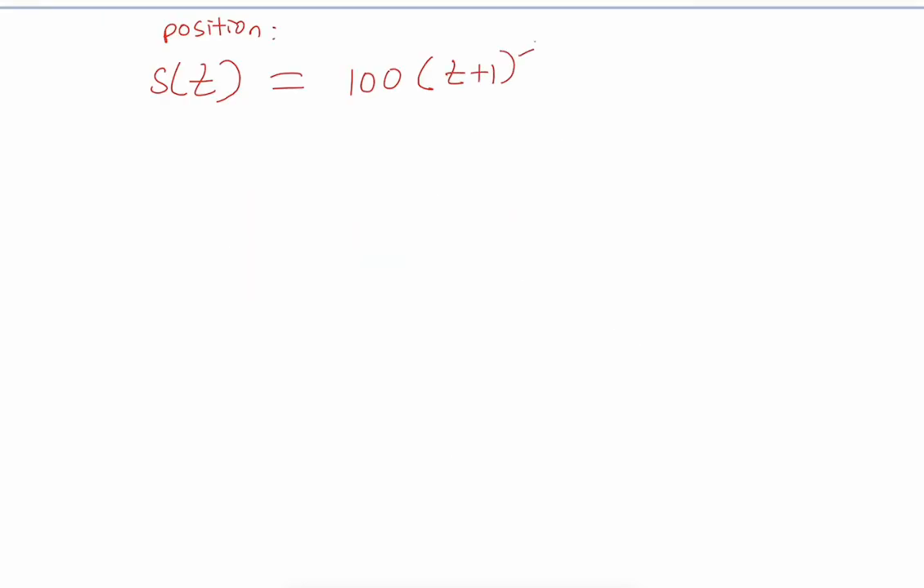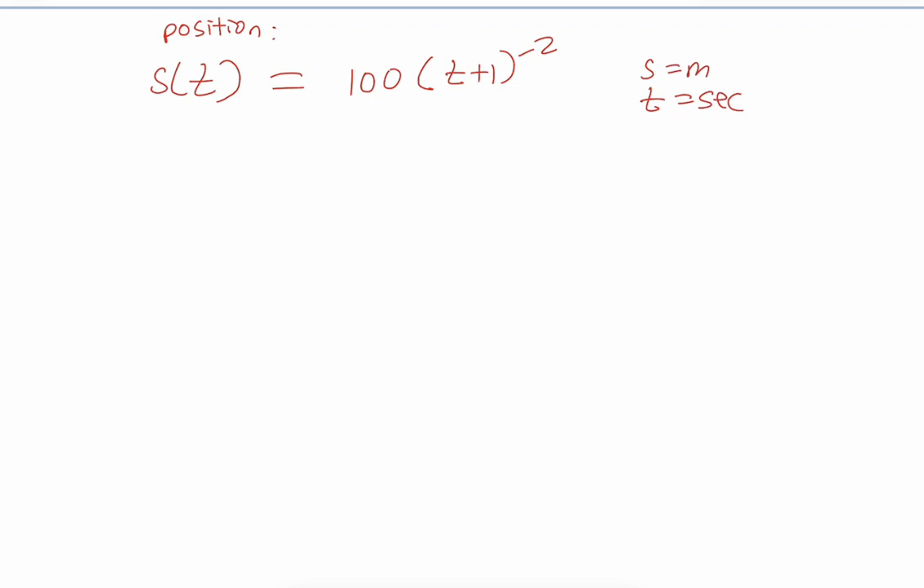(t plus 1) to the negative 2. And s is in meters, and t is in seconds. Okay. So they claim that is the position function of a freight train. Okay. So it says find the velocity and acceleration functions.